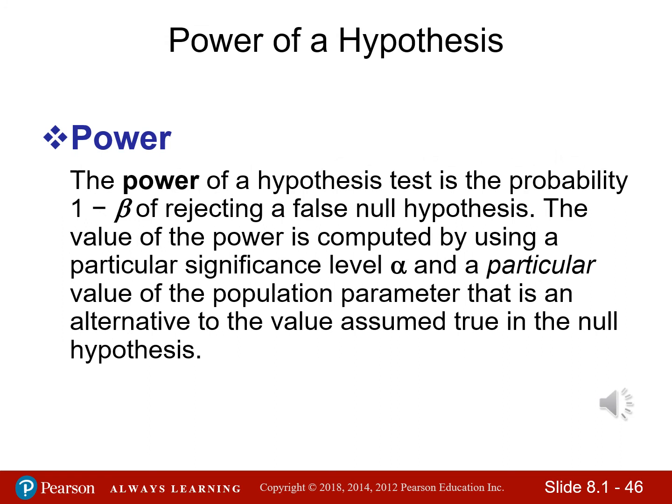The power of a hypothesis test is the probability of 1 minus beta, where beta is the probability of failing to reject the null hypothesis when it is actually false. The value of the power is computed by using a particular significance level of alpha and a particular value of the population parameter that is an alternative to the value assumed true in the null hypothesis.